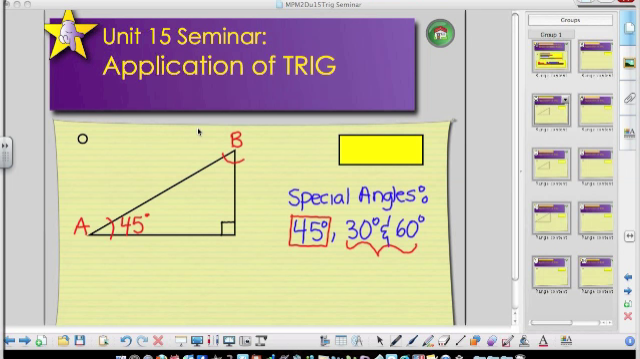We know that the entire angle measure of a triangle is 180 degrees, and we know that this triangle is a right angle triangle, so we have a 90-degree angle here. So angle B is going to be 180 degrees minus 45 degrees and minus 90 degrees. So what is angle B going to be? Michelle? Good. So this is also going to be a 45-degree angle as well.